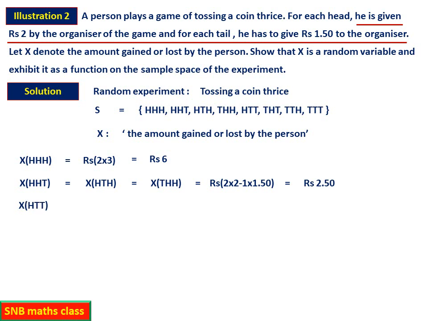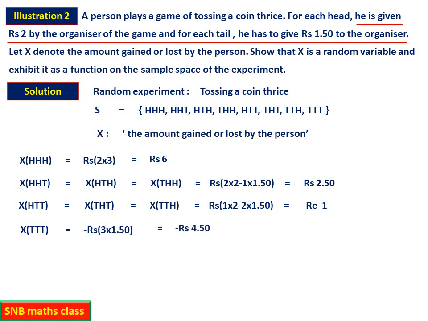Similarly, next one is X of HTT, but that is also equal to X of THT, and that is also equal to X of TTH. All these are the same. So one head gives 1 into 2, minus 2 tails, 2 into 1.5. So that will be minus 1. That means he has to pay to the organizer. And the last one, X of TTT, is completely a loss, minus 3 into 1.5, that is minus 4.5. Negative means he has to pay to the organizer 4.5.